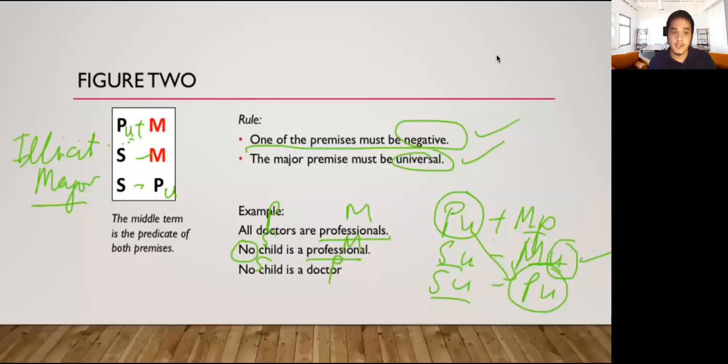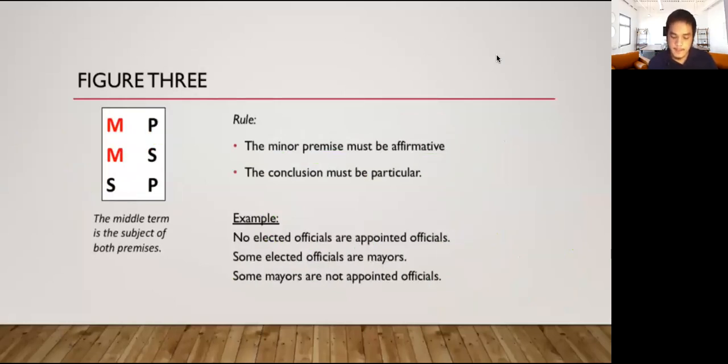Now we go to figure 3. In figure 3, both the major premise and the minor premise have the middle term as the subject. So the first rule is that the minor premise must be affirmative, plus. And the conclusion must be particular.